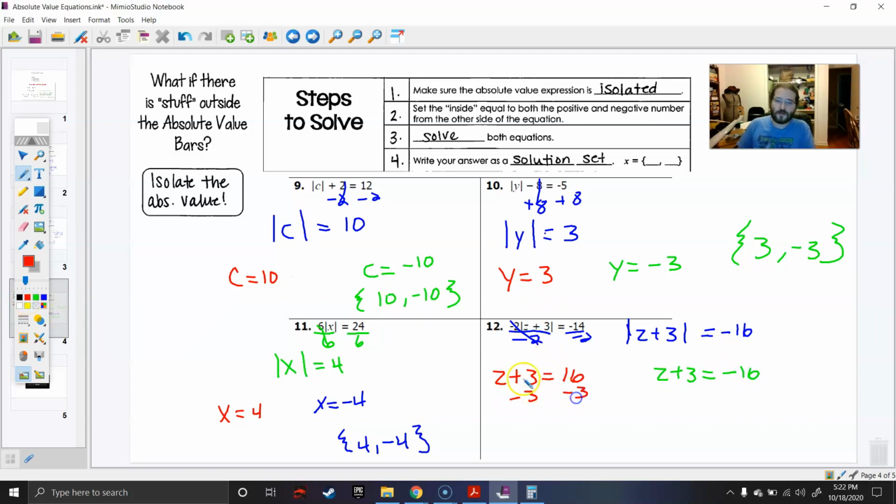Minus 3. Z is going to be equal to 13 in this case. In our other case, minus 3. Z is going to be equal to negative 16 minus 3. We're going to go farther into the negative, so it would be negative 19. So our solution set is 13, negative 19.